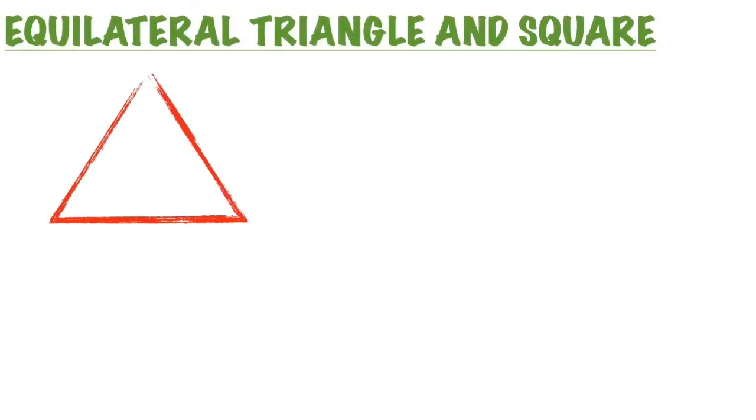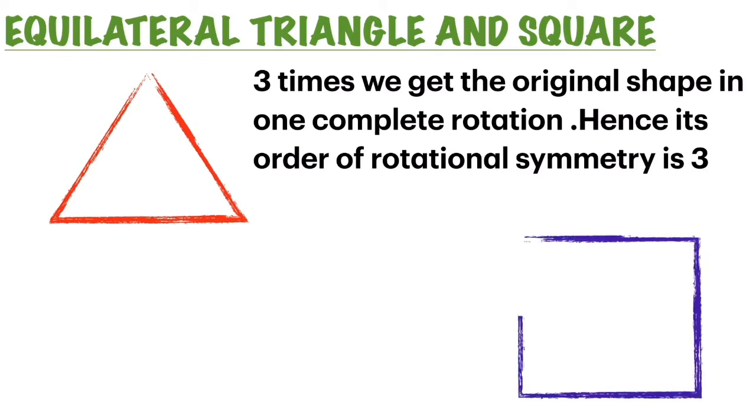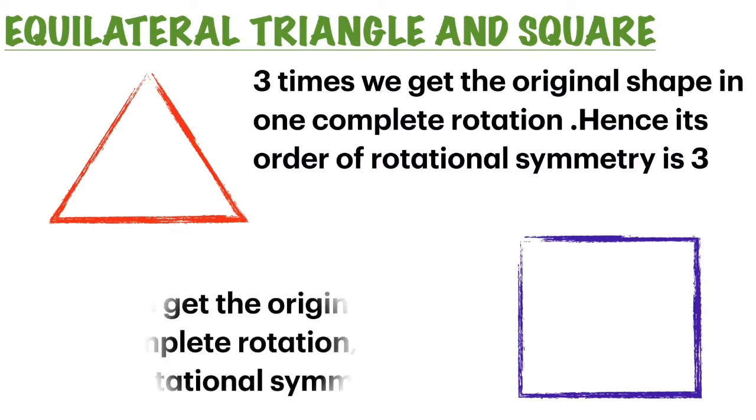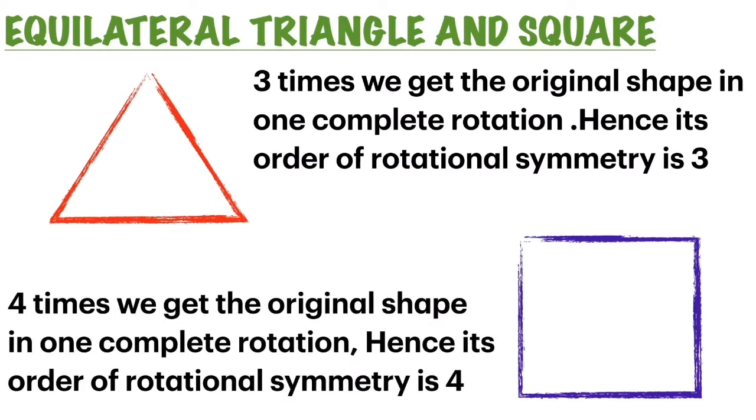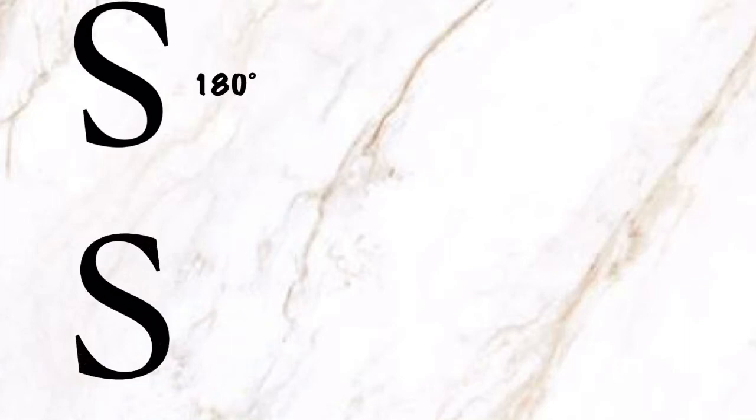We have an equilateral triangle here. 3 times we get the original shape in one complete rotation, isn't it? This we all know. Hence, the order of rotational symmetry is 3. Similarly, we have a square in which we get the original shape 4 times in one complete rotation. Hence, the order of rotational symmetry of a square is 4. Take the example of the alphabet S. S repeats itself only twice, that is at an angle of 180 degree and 360 degree. Hence, its order of rotational symmetry is 2.